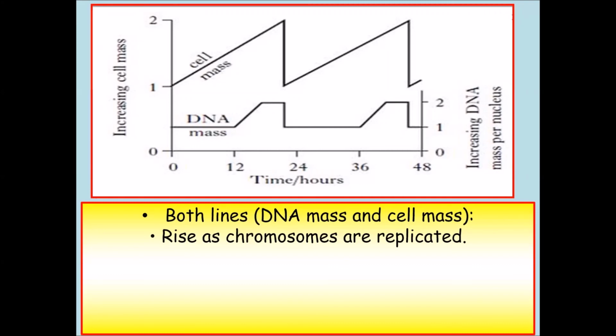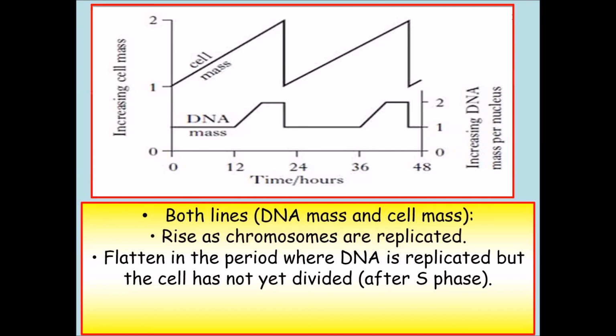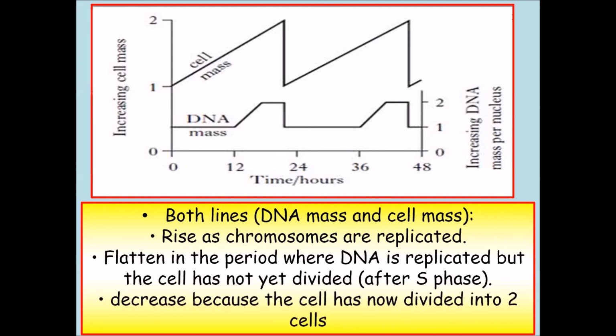And the line on the DNA mass is the true synthesis of genetic material. You've then got the flattened period in the DNA mass there as the cell is undergoing division but hasn't fully divided. And then when it drops down, that decrease line there at approximately 24 hours is the cell actually dividing into new cells. Hope that helps.